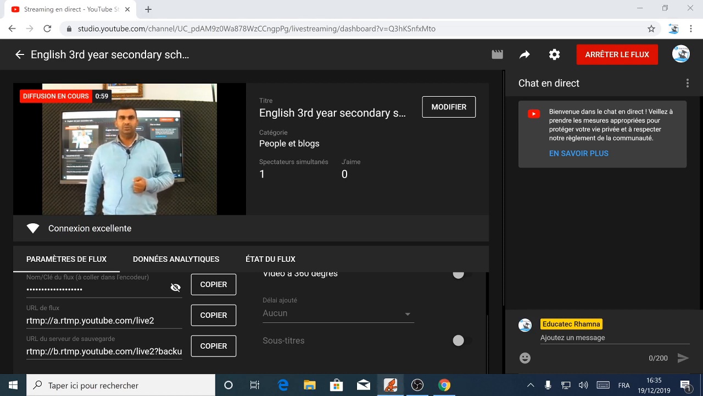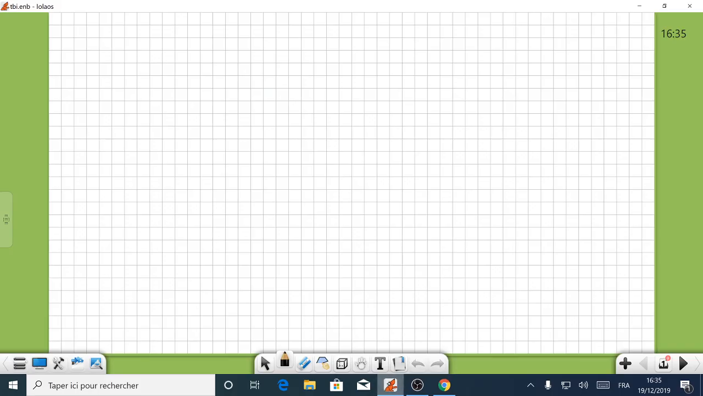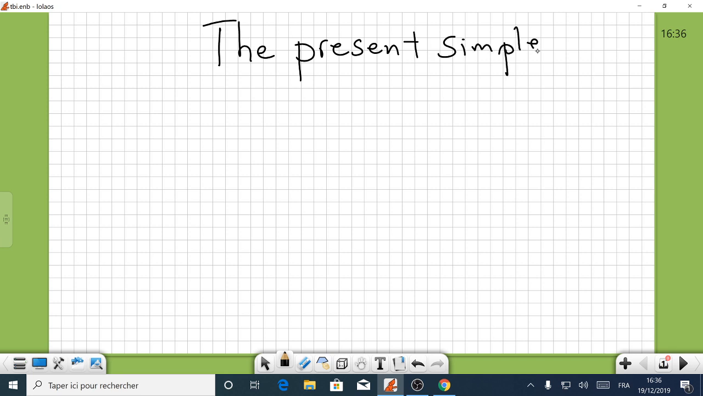We shall start by writing the title. The present simple, or we say the simple present. Both of them are possible. So the present simple. Of course, we will take the first step, which is very important, which is the form of the present simple. We will see how to form the present simple.